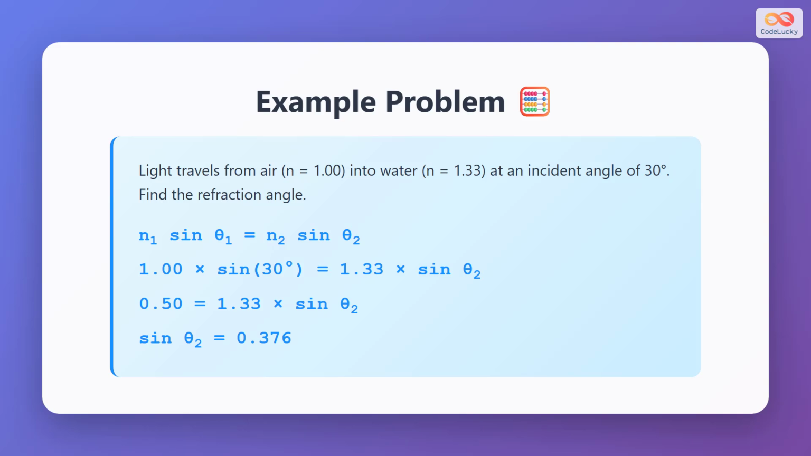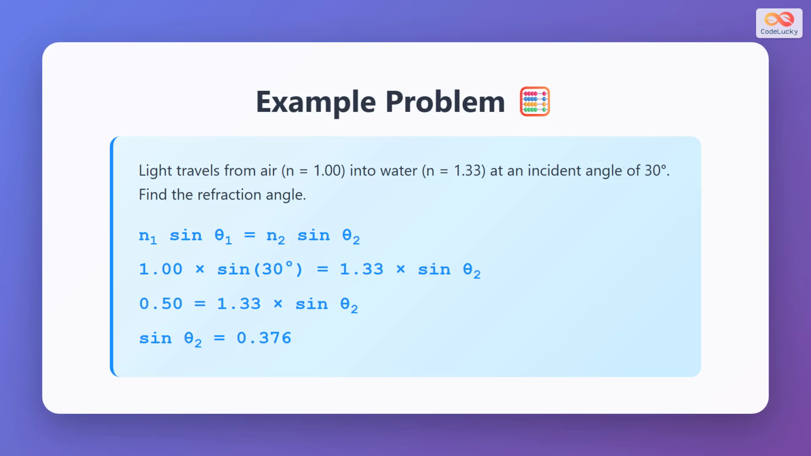Let's work through an example to see how Snell's law is applied. Suppose light travels from air, with a refractive index of 1.00, into water, with a refractive index of 1.33. The incident angle is 30 degrees. We need to find the refraction angle.